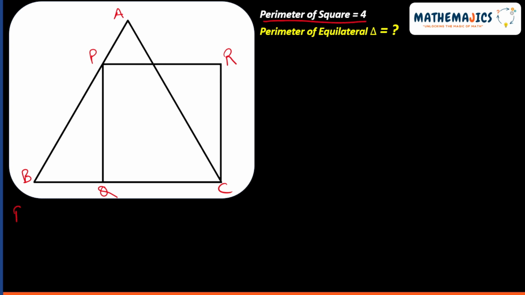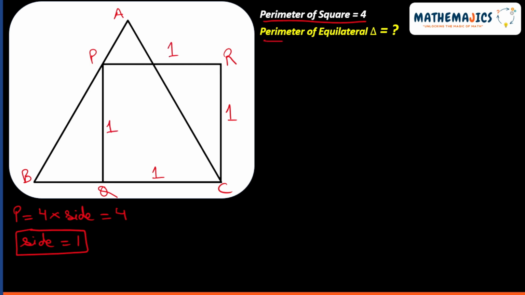What is the perimeter of a square? The perimeter of a square is 4 times the side. It is given that 4 times the side is equal to 4. That means the side of the square will be 1. Let's mark this side of the square as 1 in the figure. This is 1, this is 1, this is 1, and this side PR is also 1.